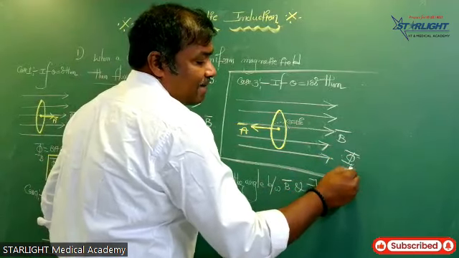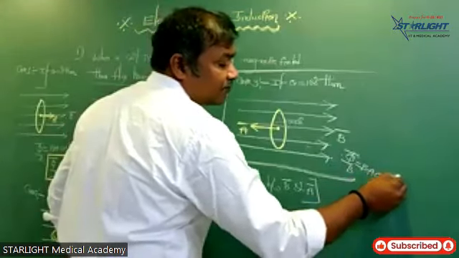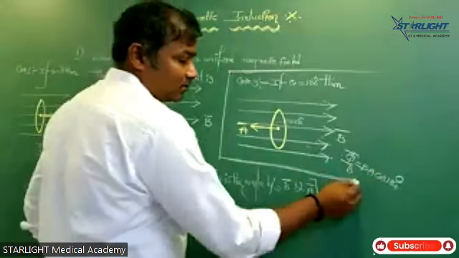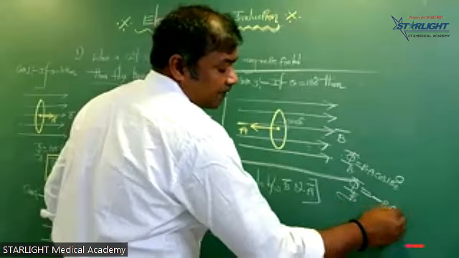Flux equals BA cos 180 degrees. The value of cos 180 is minus 1. So the flux gives rise to minus BA.